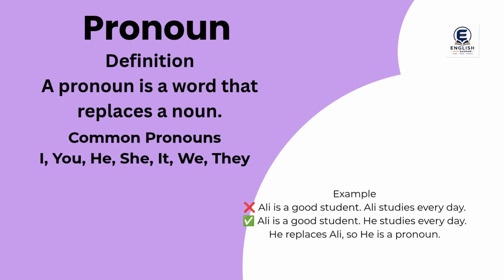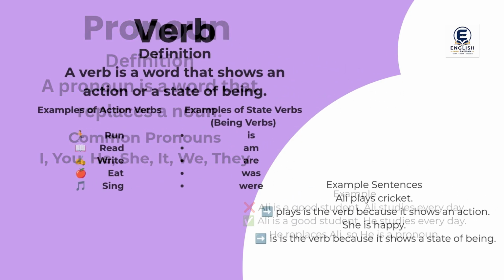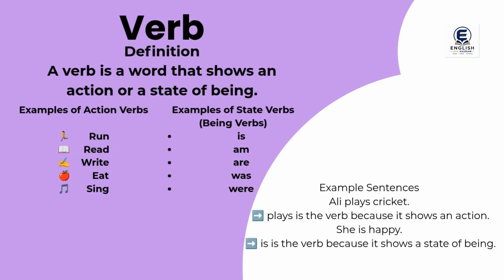Now let's learn about verbs. A verb is a word that shows an action or a state of being. Action verbs tell us what someone or something does, such as run, read, write, eat, and sing. Being verbs describe a condition or state, such as is, am, are, was, and were.